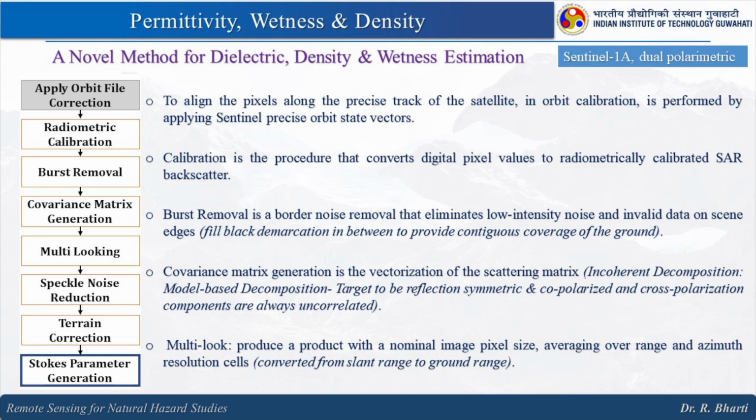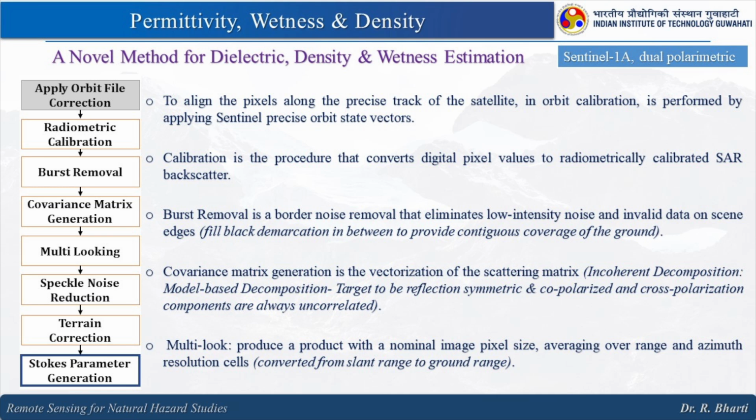So, as I mentioned in the previous slide, these are the processing steps that we have used to generate the Stokes parameters, right. To align the pixels along the precise track of the satellite, orbit calibration is performed by applying Sentinel precise orbit state vectors. Calibration is the procedure that converts digital pixel values to radiometrically calibrated SAR backscattered values. So, here you can see.